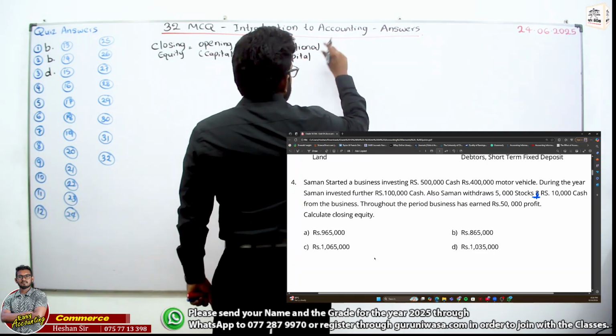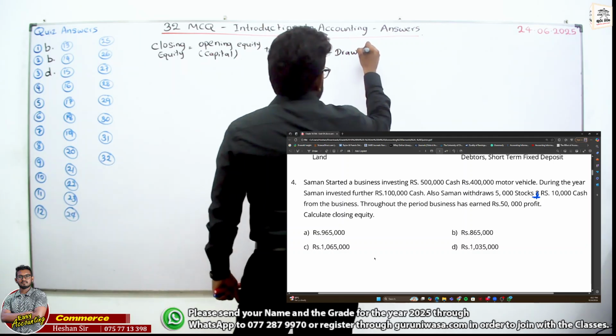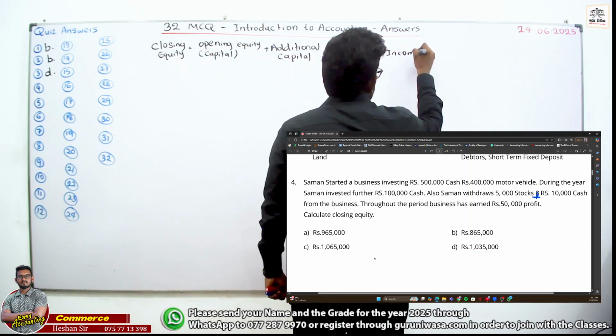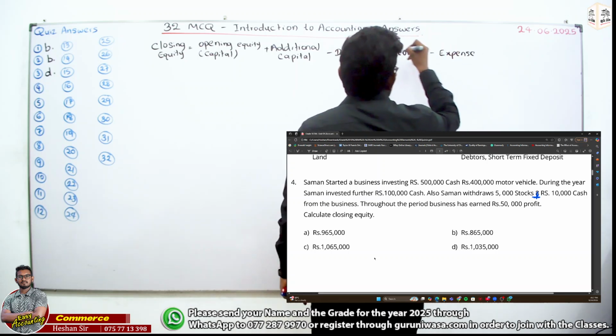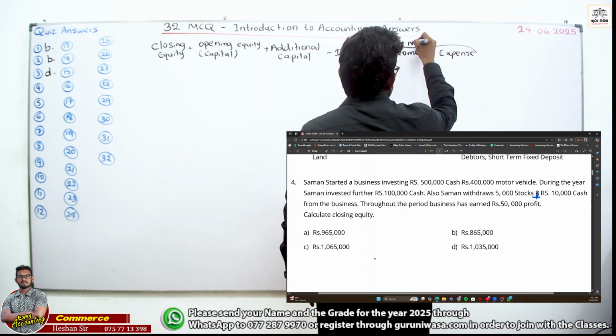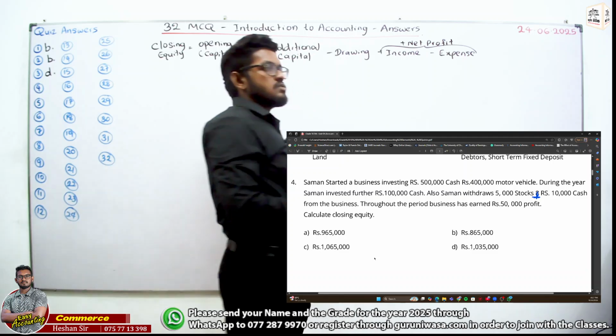From that we deduct borrowings. To that we add income minus expenses. Oh, we can, this is add net profit. Clear, you guys? Right?